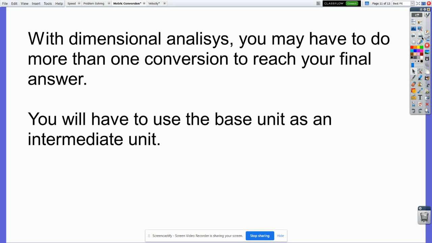In those scenarios, you're typically doing something like converting from nanometers to centimeters. We don't have a direct equivalence for that. There are no 1 centimeter equals so many nanometers. But both of those units can be related to the meter, and the meter ends up being that base unit, that intermediate unit that we use in between the two.